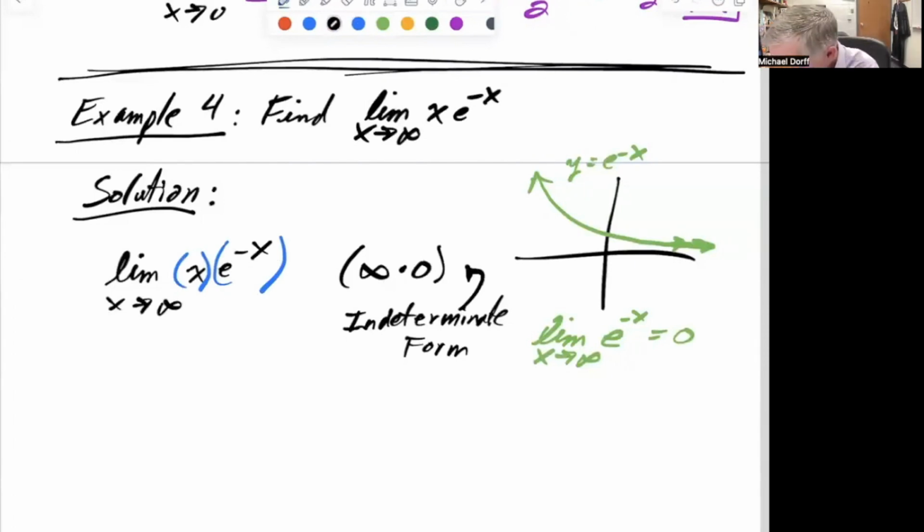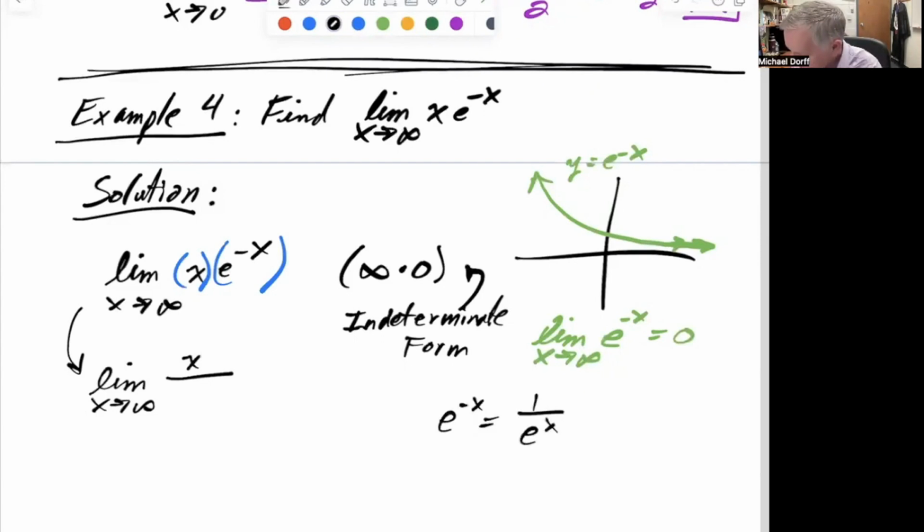All right. I could do this. I could do the limit as x goes to infinity. I could keep the x in the numerator, and remember that if I have e to the negative x, that's the same thing as 1 over e to the positive x.